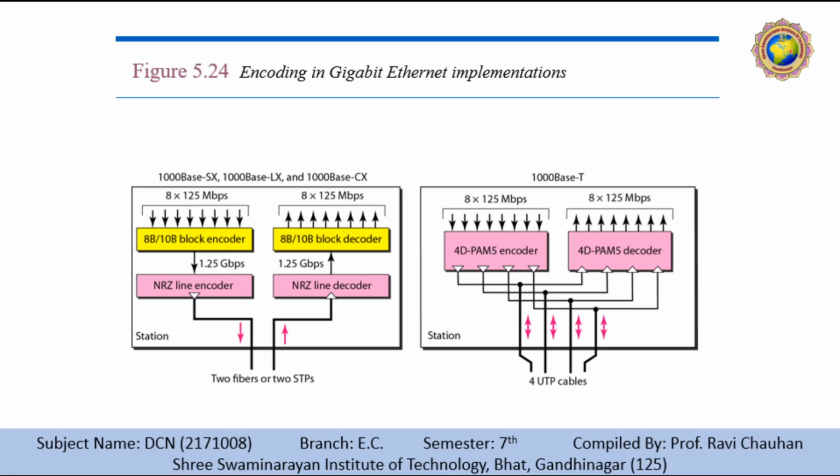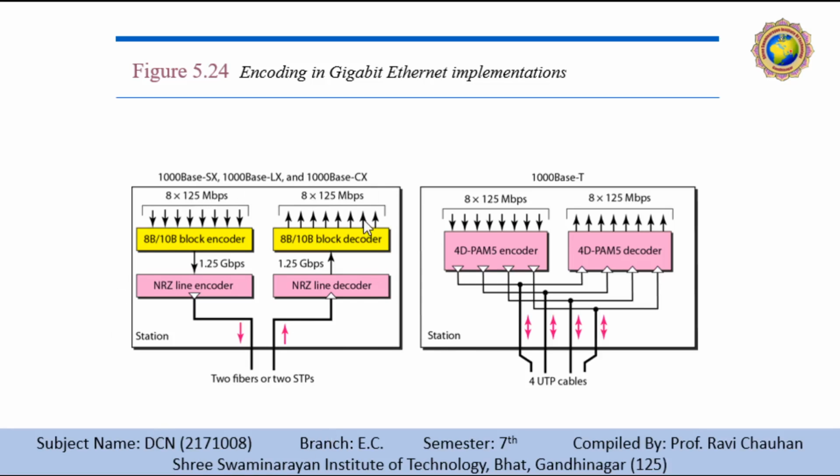A gigabit Ethernet cannot use a Manchester encoding because it involves a very high bandwidth, 2 GB. The 2-wire implementation uses the NRZ scheme, but the NRZ does not self-synchronize properly. To synchronize our bits, particularly at this high data rate, an 8B/10B block encoder is used in this gigabit Ethernet.